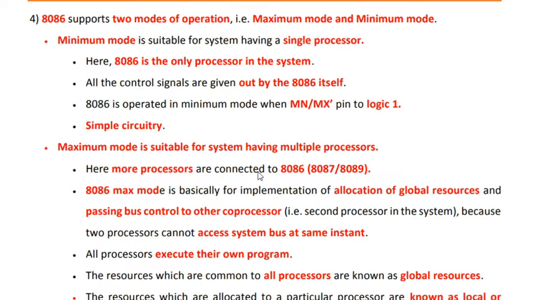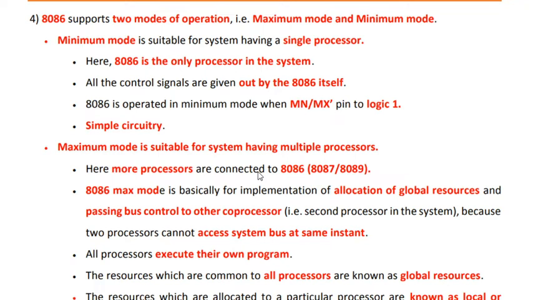Categorically, 8086 operates in minimum mode when the MN/MX pin of the 8086 microprocessor is at logic 1. So this is to be remembered. We'll be discussing MN/MX bar in detail when we go through the pin configuration of the 8086 microprocessor. As understood, minimum mode has simpler circuitry compared to that of maximum mode.